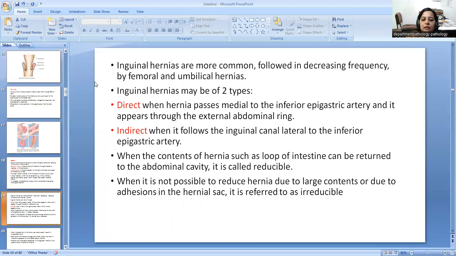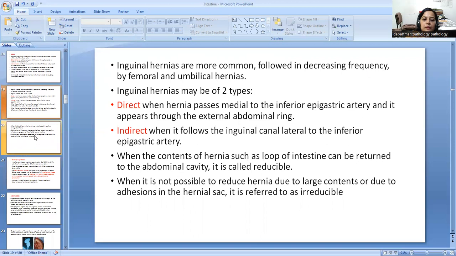So direct is when the hernia passes medial to the inferior epigastric artery and it appears through the external abdominal ring. Indirect is when it follows the inguinal canal lateral to the inferior epigastric artery. When the contents of the hernia, such as a loop of intestine, can be returned to the abdominal cavity, it is called reducible. When it is not possible to reduce the hernia due to large contents or due to adhesions in the hernial sac, it is referred to as irreducible.